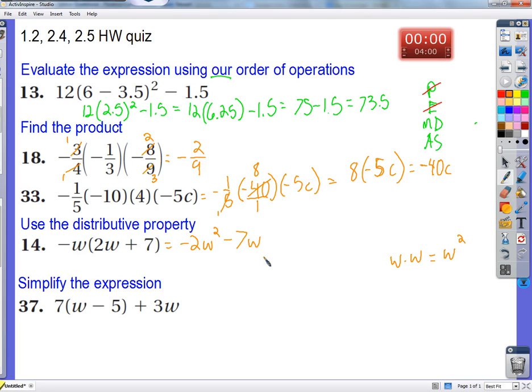So again, come over here. What's the first thing we'll do in this expression? What's that? 7 times W. 7 times W. So we have 7W. And what? 7 times negative 5. 7 times negative 5, so we're doing the distributive property. Negative 35 plus 3W. Almost done, except like terms. 7W and 3W are like terms. So we have 10W minus 35.